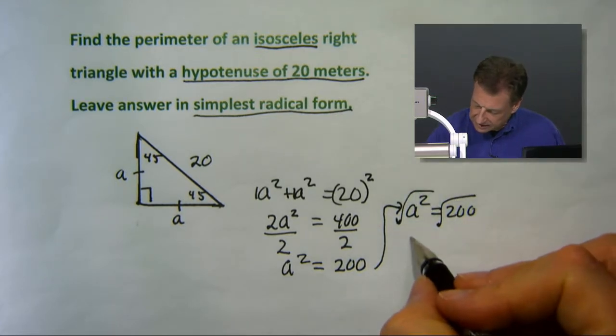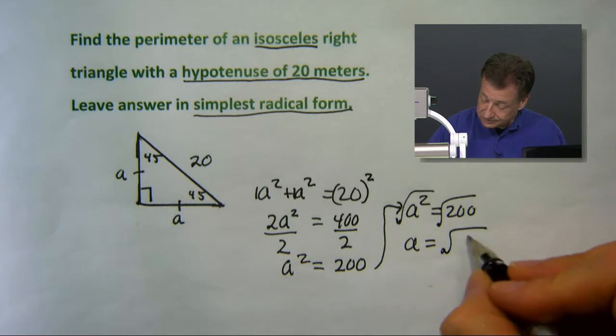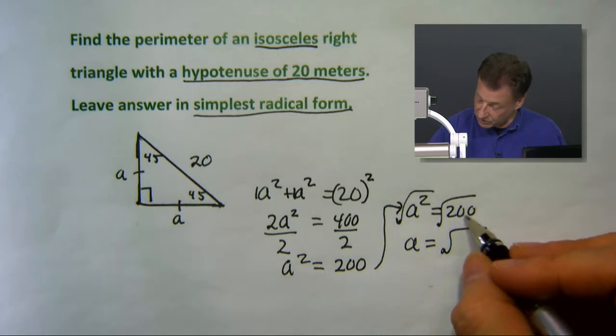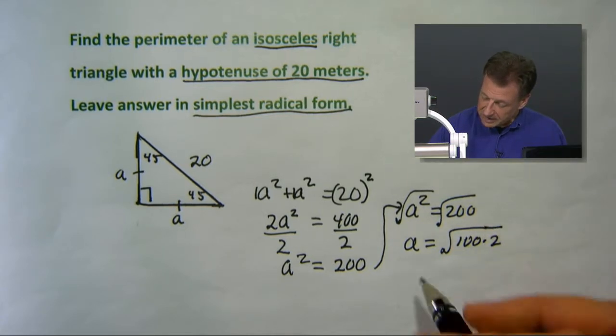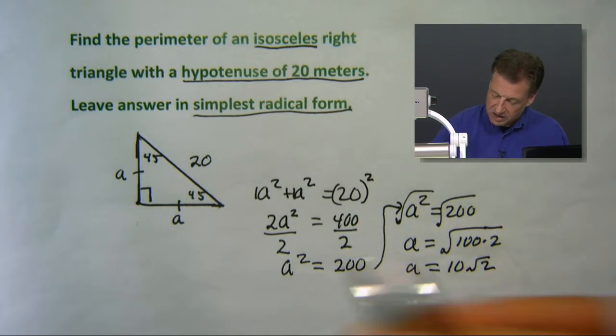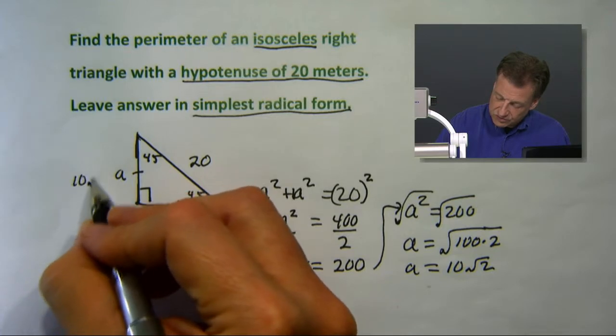All right? And on the other side, not a perfect square, is it? So let's break it down. How about it? I think we're going to pick it up. We're going to get 100 times 2. And my goodness, folks, that's going to give us 10 square roots of 2. So we got 10 square roots of 2 here, 10 square roots of 2 here.